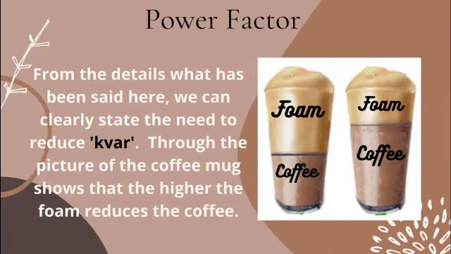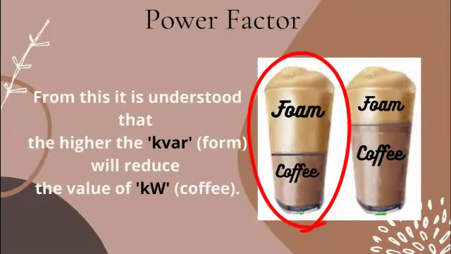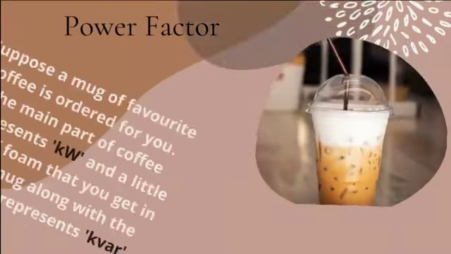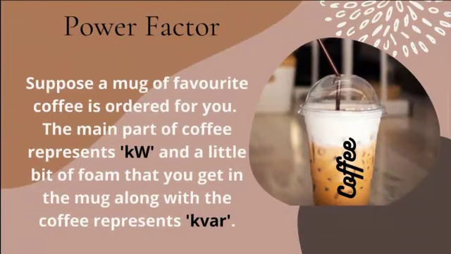From the details that have been said here, we can clearly state the need to reduce kVAR. The picture of the coffee mug shows that the higher the foam, the less the coffee. From this it is understood that the higher the kVAR, the lower the value of kW. Let us look at a simple example to better understand these terms. Suppose a mug of your favorite coffee is ordered for you. The main part of the coffee represents kW and the little bit of foam that you get in the mug along with the coffee represents kVAR.